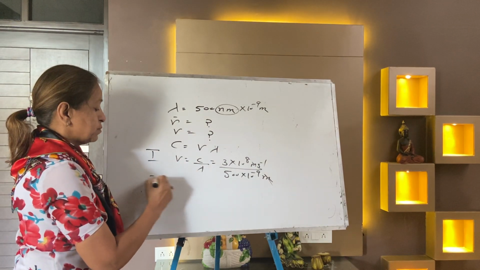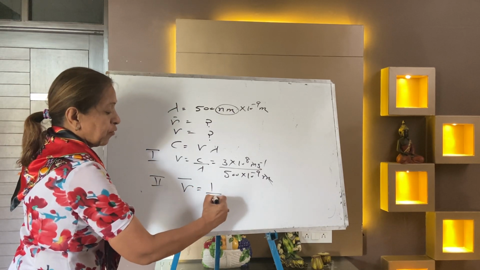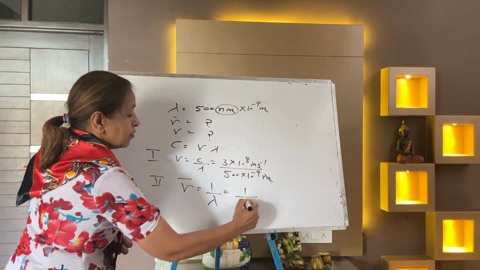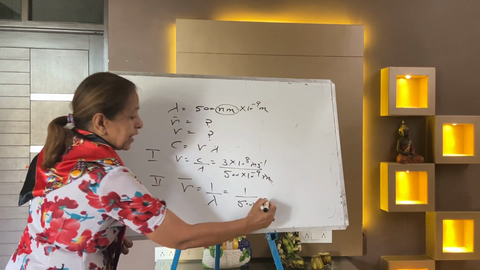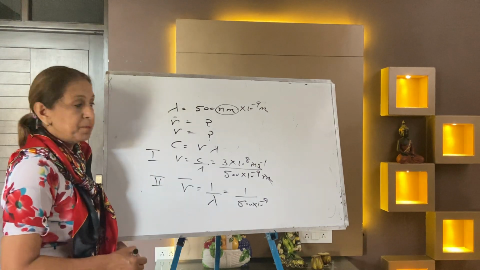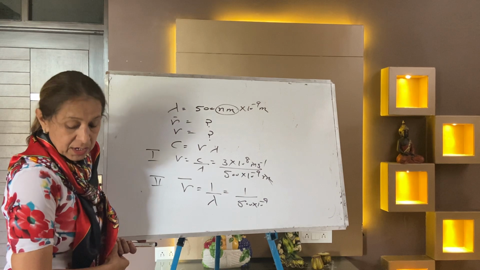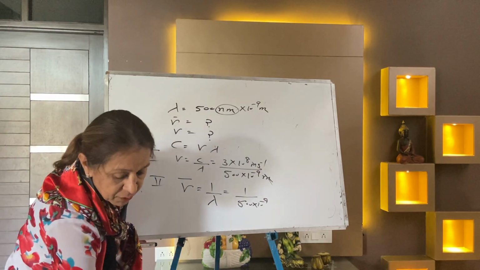The second is wave number, nu bar, it is equal to the reciprocal of the wavelength. So whatever the wavelength, it is 1 by 500 into 10 raised to power minus 9. Your wave number will come in per meter. So this is a very simple numerical. That is your first topic, by considering light as a wave. This was numerical number 5.